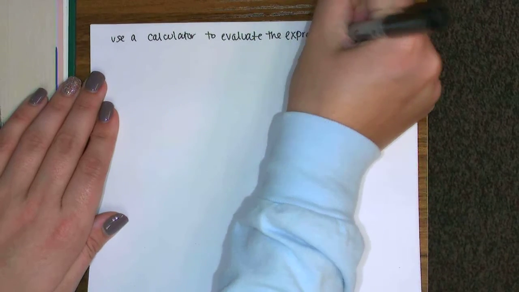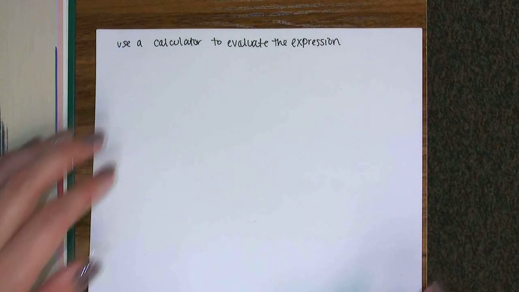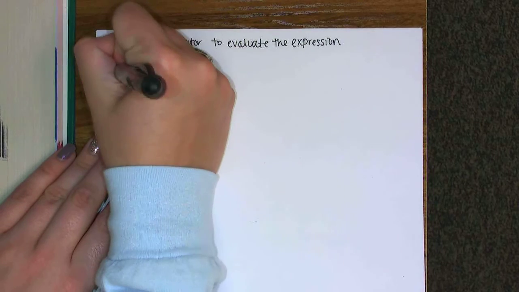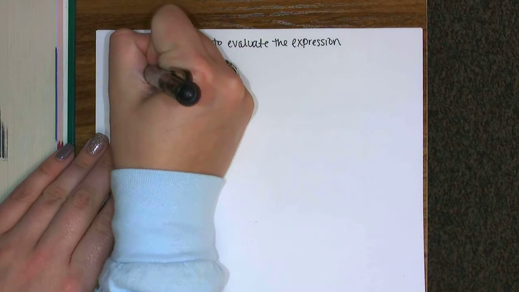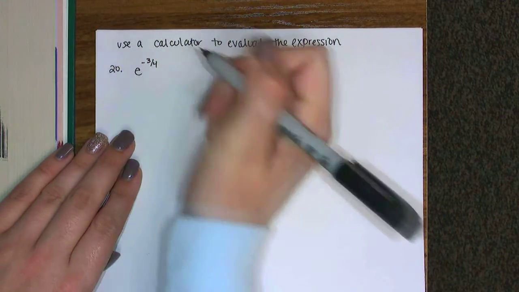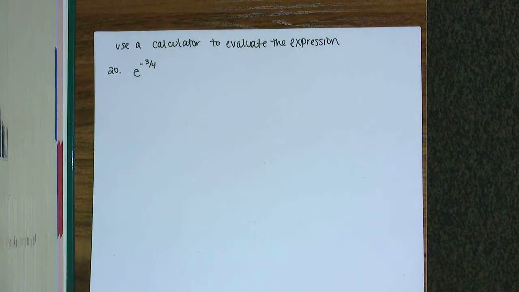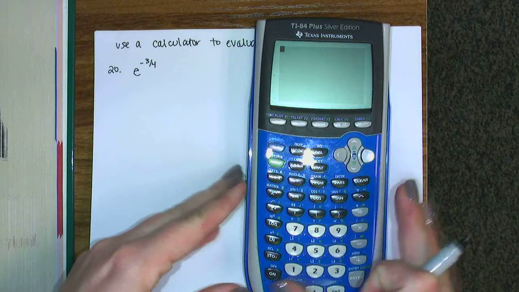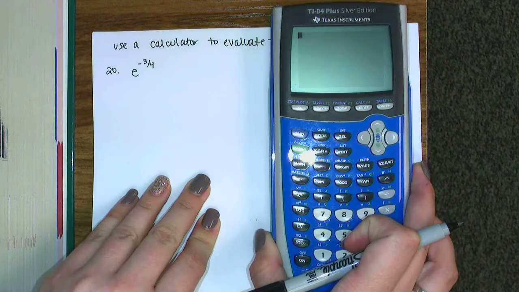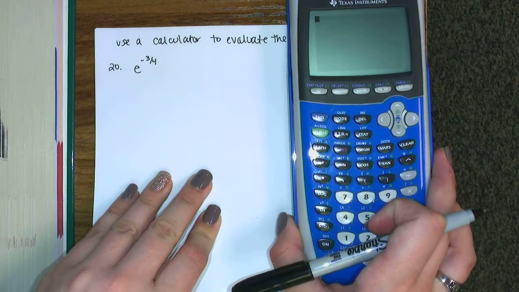Alright, so here, all we're going to be doing is punching stuff in our calculator. So we're just going to do like 2 of these probably, and that will be it. So like 20, we have e to the negative 3 over 4, and we want to know what that is. So come over to your calculator, trying to get it to where there's not really a glare on it as much as possible.